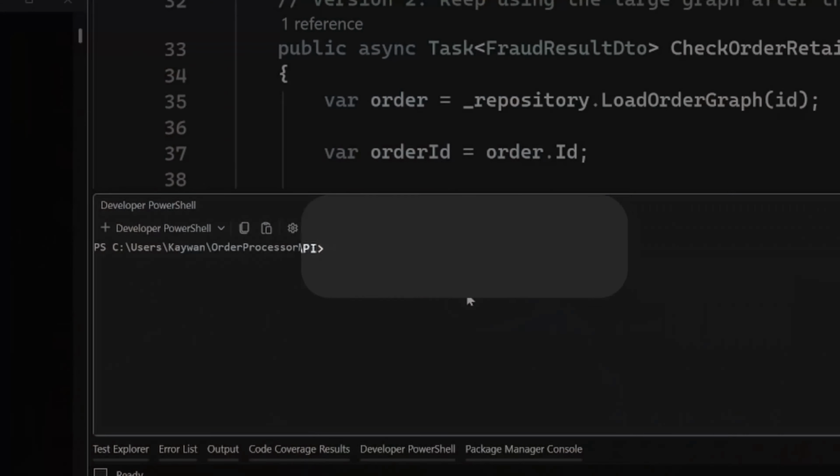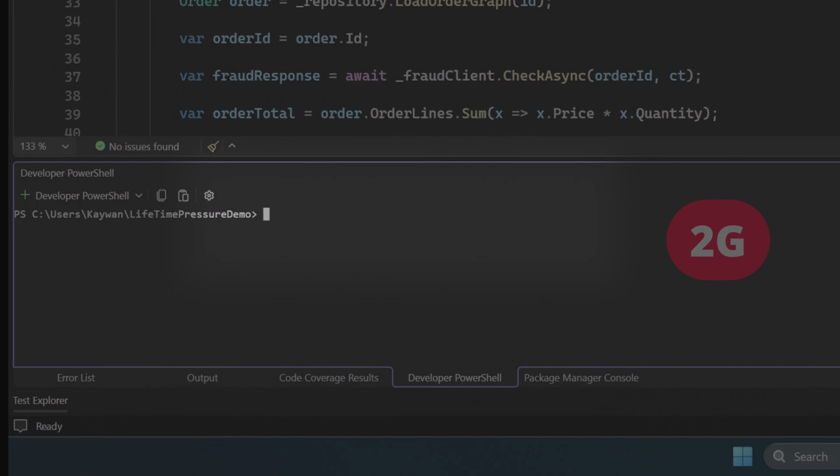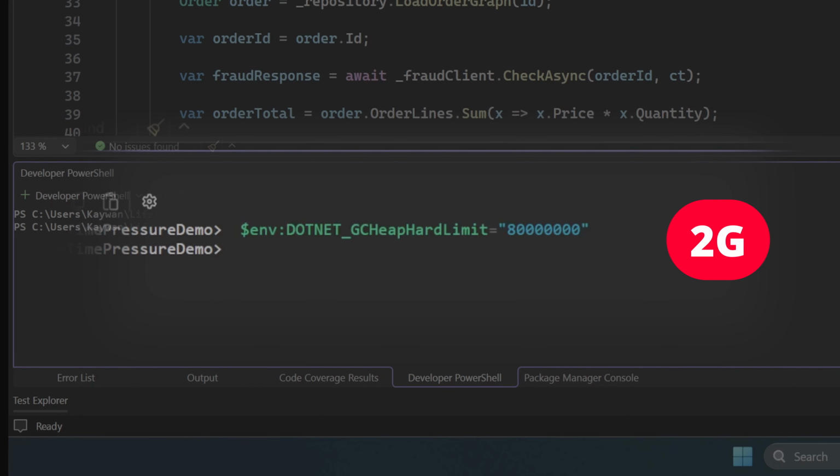Now, let's run the same demo again that we did in the previous video, but this time with more headroom. In the last video, I constrained memory to about 1 GB to make the retain problem show up earlier and more clearly. This time, I am keeping the same setup, the same endpoint, and the same load, but increasing the memory limit to 2 GB.